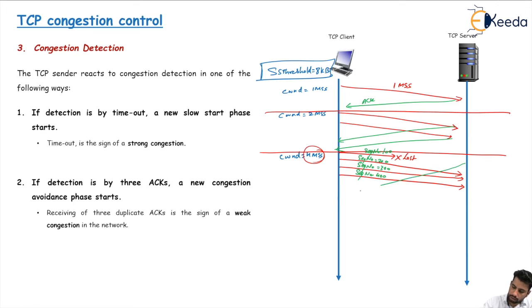Acknowledgement number is equal to 100. Second, not received, means in the buffer, the first one is not received. 200 is received successfully, and the acknowledgement number is sent again, equal to 100 again. The third one is received successfully, 300 is done, and the acknowledgement number is again 100.